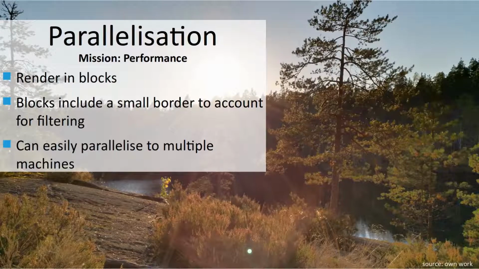That was a short section about parallelization. Many renderers implement threading by rendering in blocks. These blocks need to include a small border to account for filtering. And it is relatively easy to parallelize even to multiple machines.